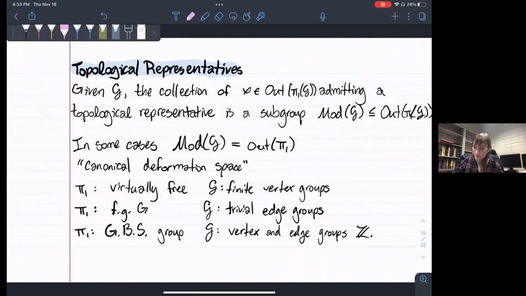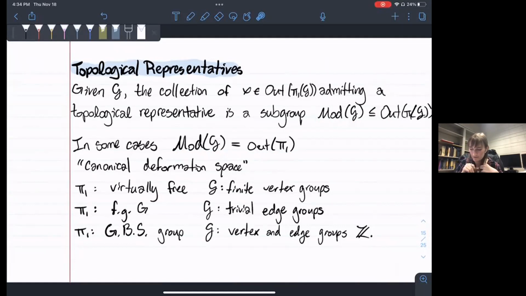Okay, awesome. So given a graph of groups G, you can ask, given an outer automorphism, does it admit a topological representative? It turns out this condition gives you a subgroup of the outer automorphism group of the fundamental group of your graph of groups. I suggest the name the modular group or the mapping class group of the graph of groups for this. I think that's a cute name for it. You don't have to go with me on it, but I'm going to use that for this talk. So in some cases, the mapping class group of the graph of groups is all of the outer automorphism group of the fundamental group.